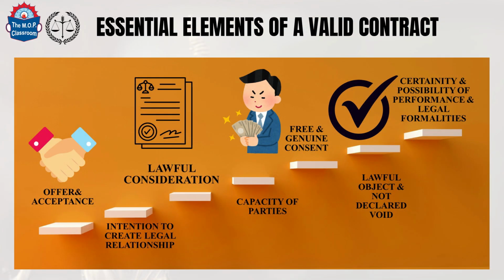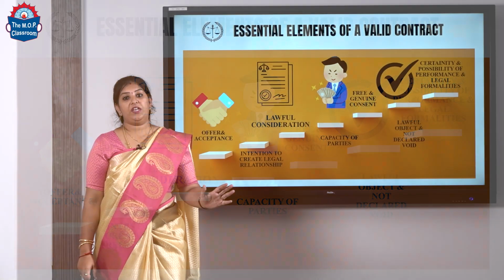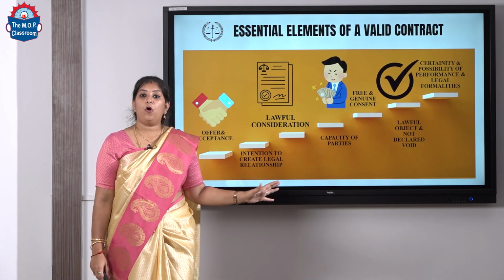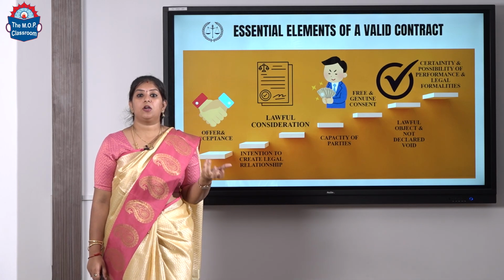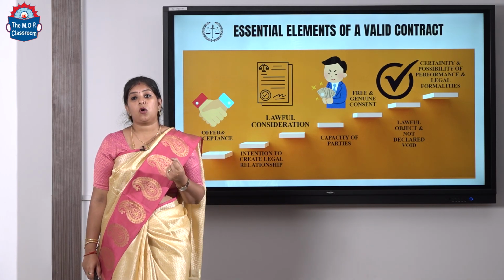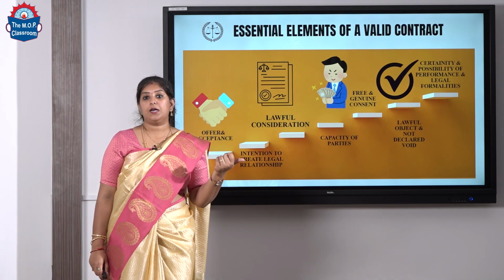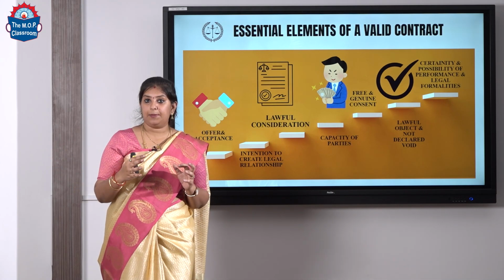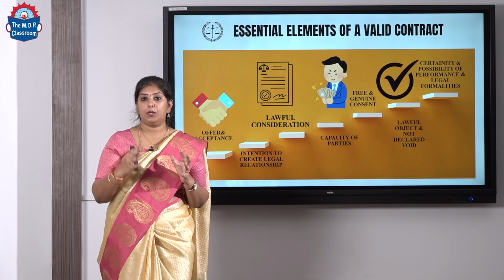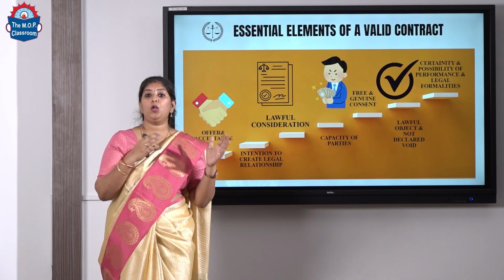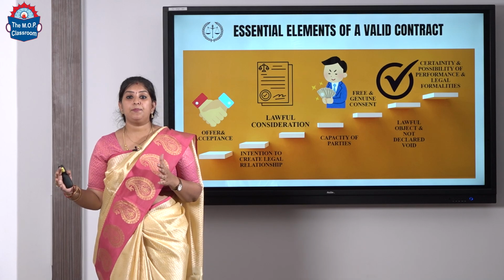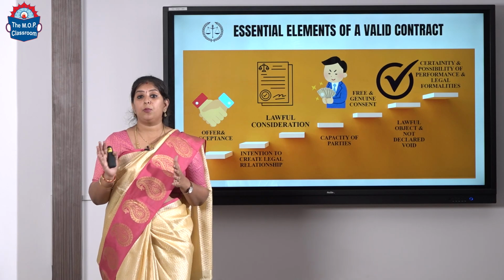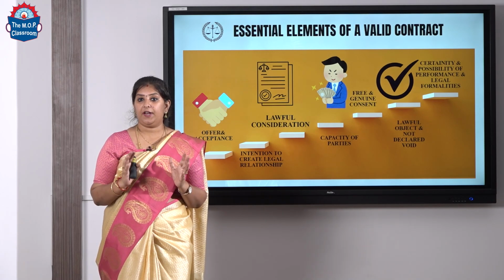Now we are moving on to the essential elements of a valid contract. There are certain points which have to be there in order to treat a contract as a valid contract. The first one is offer and acceptance. As we discussed, a party will be giving an offer, and the other must accept that offer. So a promise will be made and it will be accepted. Always the offer must be definite and the acceptance must be unconditional and absolute, and it should be communicated to the offerer.